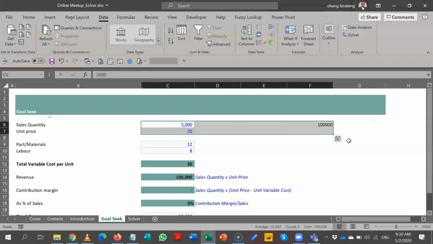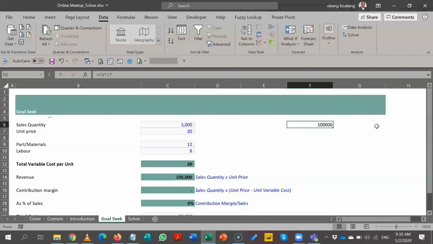Bottom line, you have dependent cells and then you have precedent cells. What people normally don't get right is that before you even proceed to use goal seek, solver, or any of the what-if analysis tools, you should have a well-connected model. And what I mean by well-connected is that if your decision is on these 3 cells, don't go and type this 100,000 sitting in isolation.